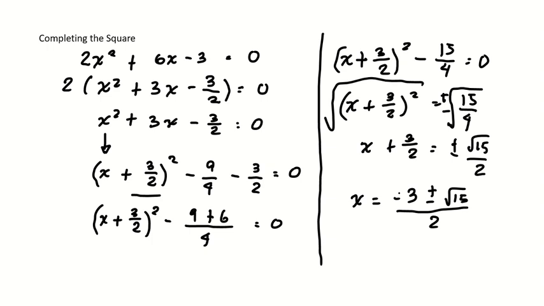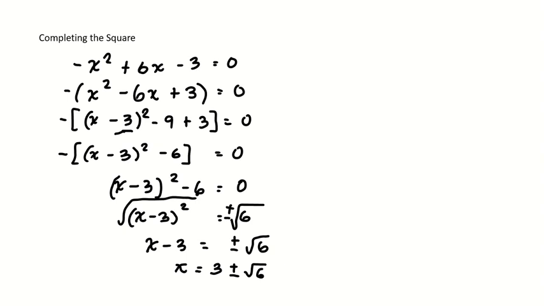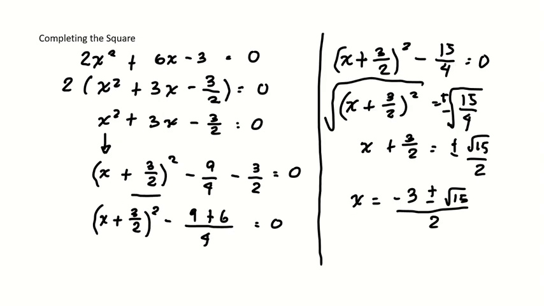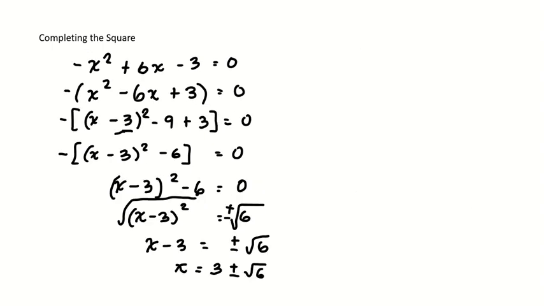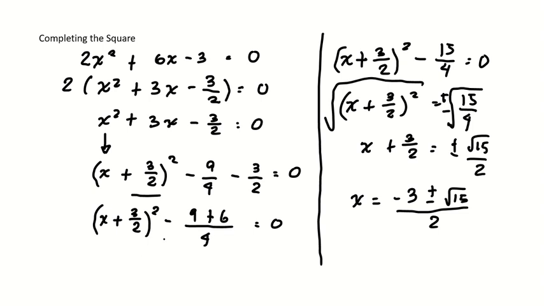Is this right? Let me check one more time. Negative 3 minus square root of 15 over 2, and negative 3 plus square root of 15 over 2. Yeah, I think this one's correct. Take note that we have two answers here, just like what we have in the previous example. One is plus and one is minus. Okay. Take note that if we have to find the vertex, we can use this in a vertex form, but you have to consider 2 as our a.